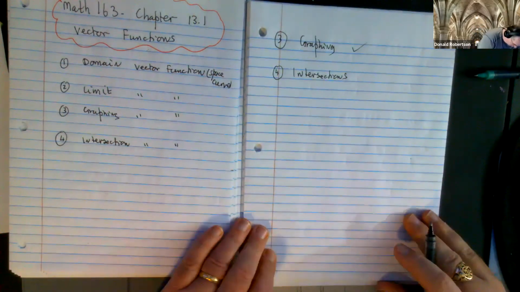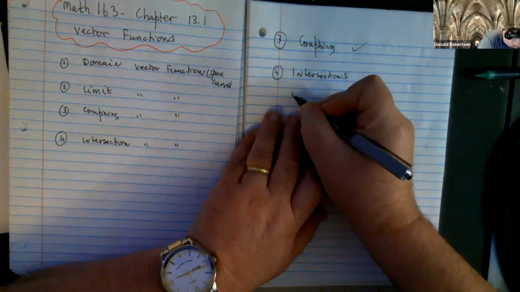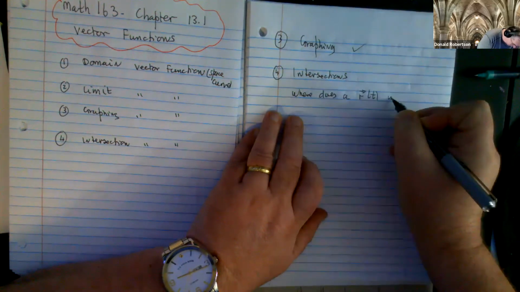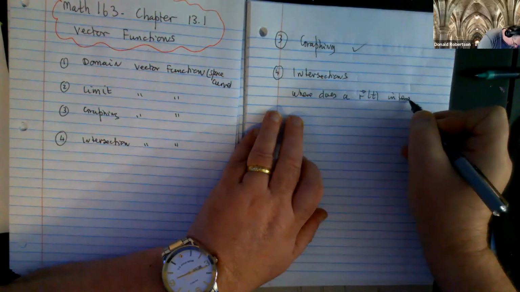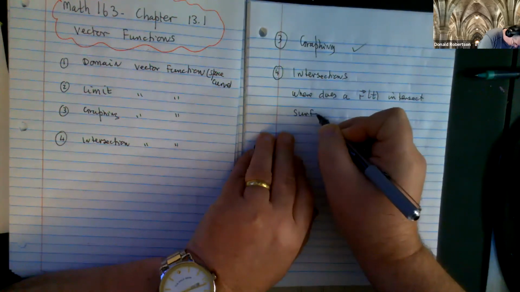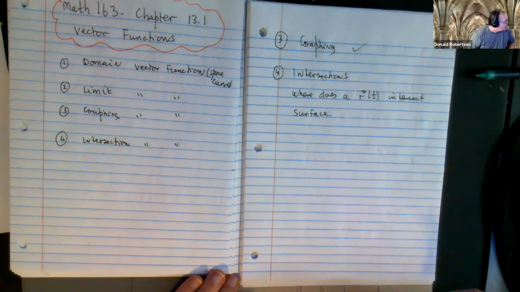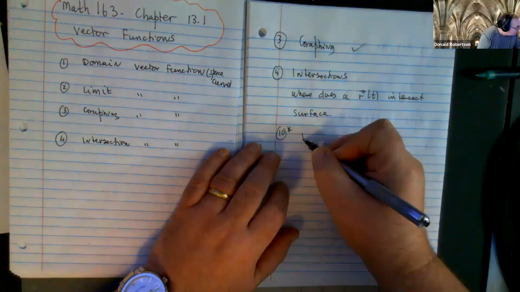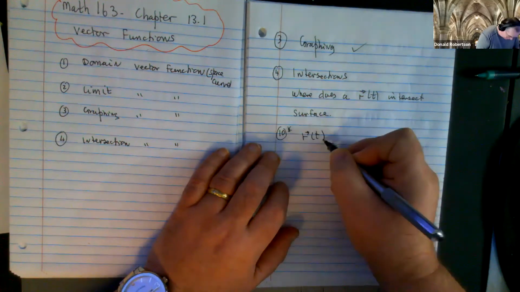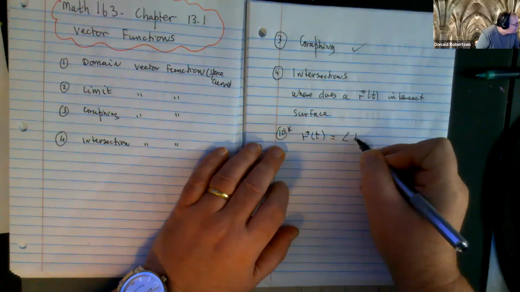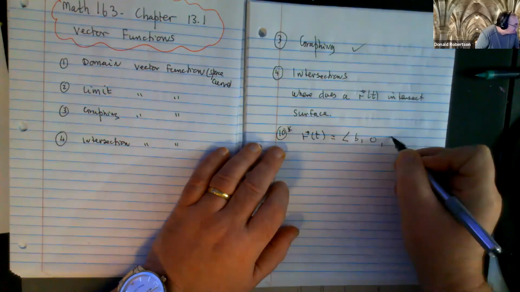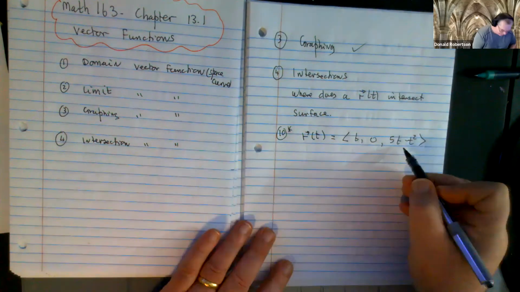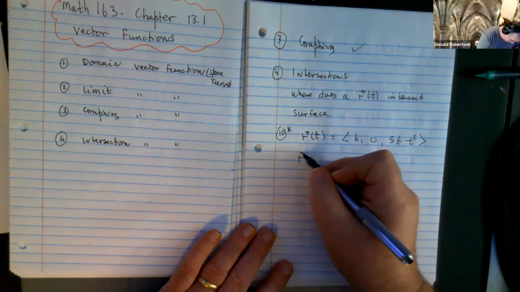So the kind of questions are: where does a space curve intersect with a surface? Okay, so suppose I have a space curve. This is a version of question 10. My space curve looks like this guy: t, 0, 5t take away t squared. That's at least the way I would write it. This is what it looks like in WebAssign.